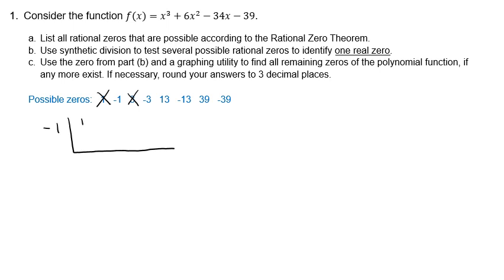So our coefficients are 1, 6, negative 34, and negative 39. Bring down the 1. Negative 1 times 1 is negative 1. Add down, we get 5. Negative 1 times 5 is negative 5. Add down, we get negative 39. This is looking promising. Negative 1 times negative 39 is positive 39. Add down, we get 0. All right, so the number negative 1 is a 0 of this function.